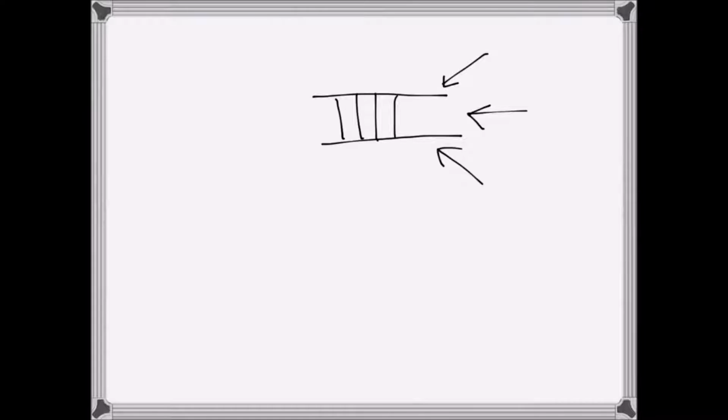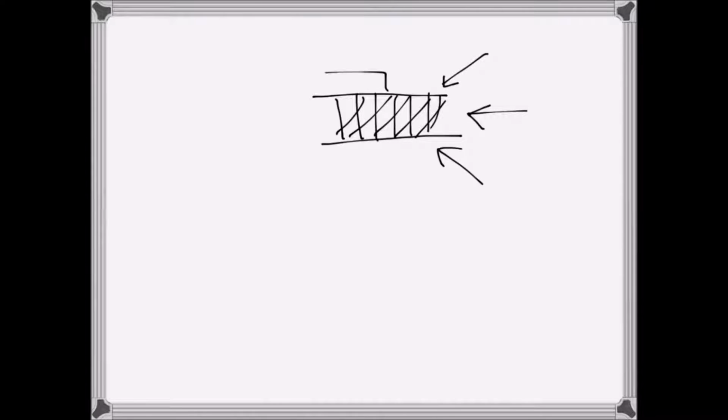When two current carrying conducting plates are separated by an insulator or a dielectric, a capacitor is formed. So these two plates are the current carrying ones, and the inside here is an insulator, or it is called a dielectric, and this structure is a capacitor.